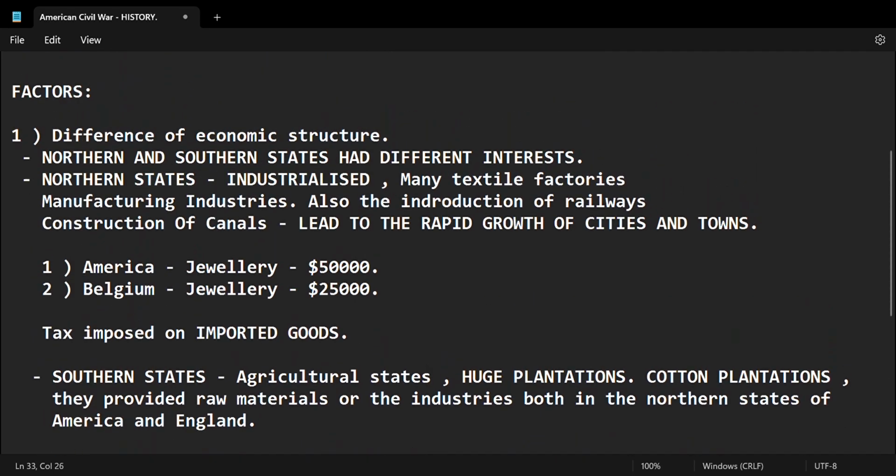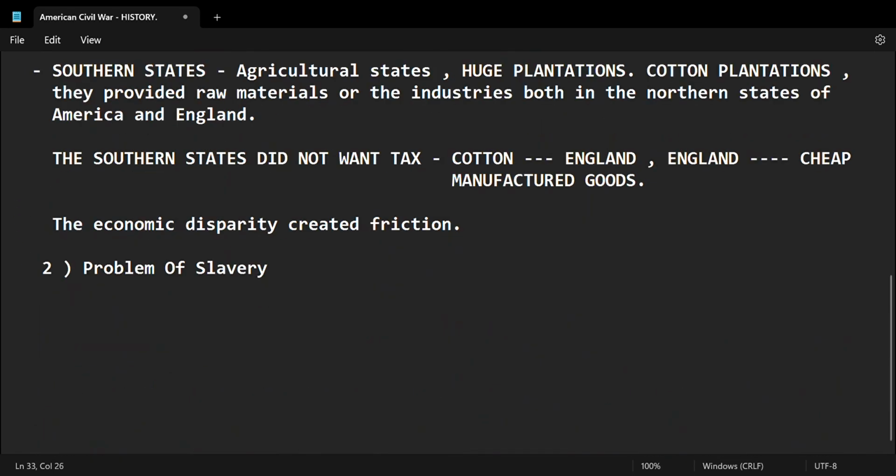Okay. Now you want to understand right now. Okay. So there was a problem of slavery as well. Okay. So right from the time America was colonized.